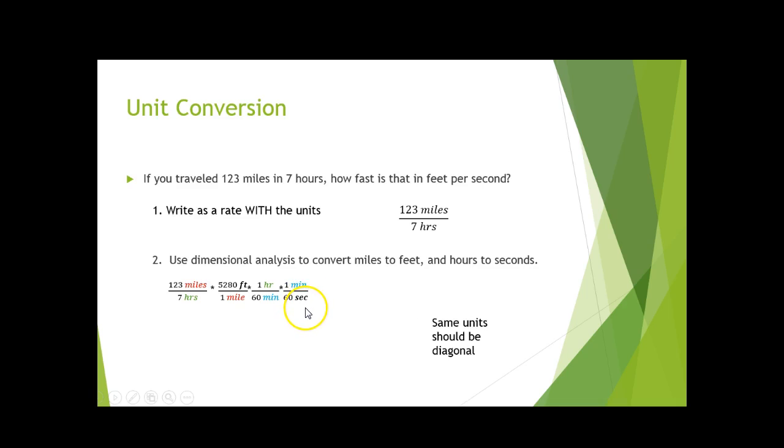Now, what's great about this is, once you have the same units diagonal, you can just cross out all the similar units. And what are you left with? Feet. And you're left with seconds. The last step is to just multiply all the tops together. 123 times 5,280 times 1 times 1. 7 times 1 times 60 times 60.